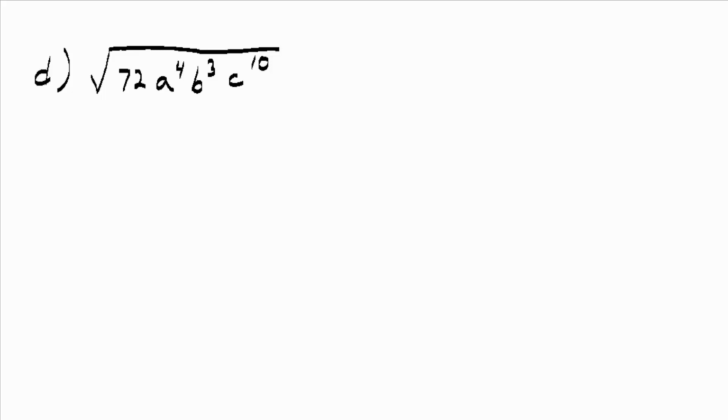So now we have multiple factors of different bases underneath the radical. In part D, simplify the square root of 72, a to the 4th, b cubed, c to the 10th. Well, it's really like 4 problems in one, one for each factor, if you compare it to what we've been doing. But we're not going to break this up into 4 separate radicals. We're just going to do it all underneath one radical. Here, let me show you the method.